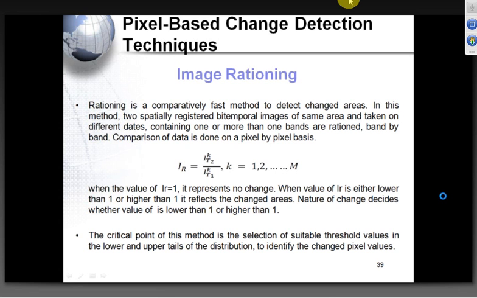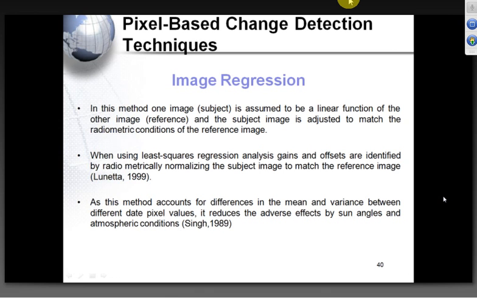Then image regression. In this method, one image is assumed to be a linear function of the second image, and the first image is adjusted to match the radiometric conditions of the second image, that is the reference image.